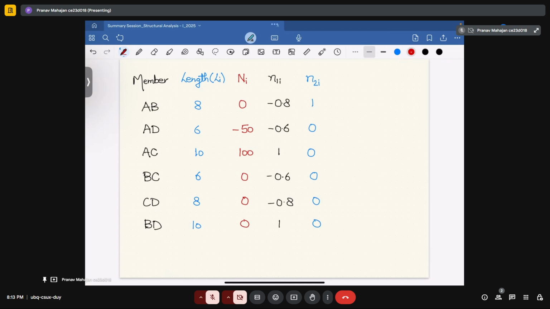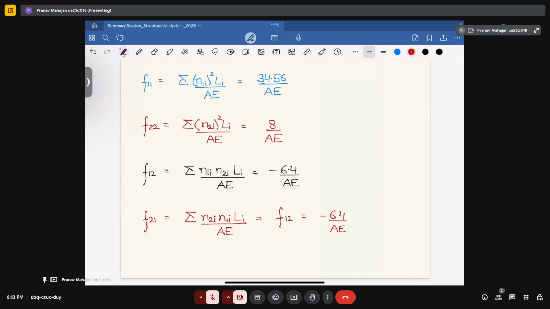Now, N1i will give you the value of forces in the members due to redundant force BD, and N2i will give you the value of member forces due to the application of redundant force at support B. Okay, so if we solve them, we will first determine all the flexibility coefficients. We got the flexibility coefficients using the formulas provided to you.